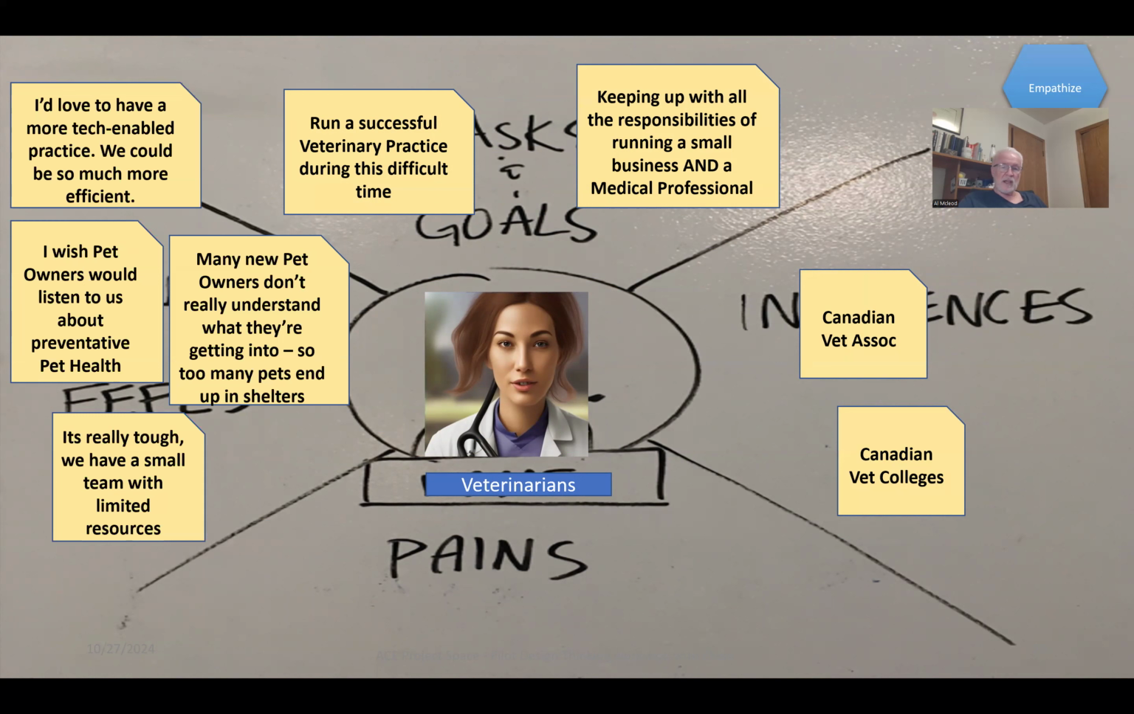What did they think and feel? They'd love to have more tech-enabled practice. They really would like that to be more efficient. They wish that pet owners would listen to them about preventative pet health. They said that they thought that many new pet owners don't really understand what they're getting into, so too many pets end up in shelters. And they thought it's really tough.